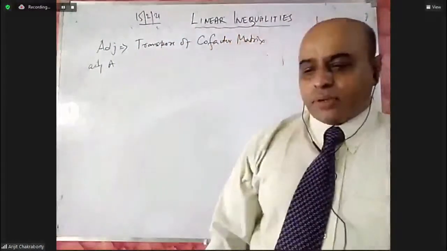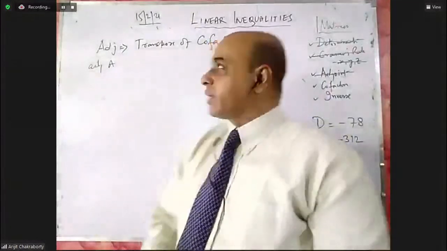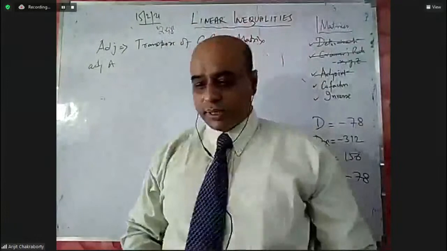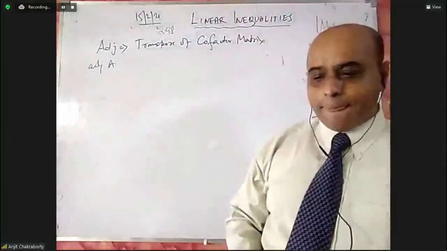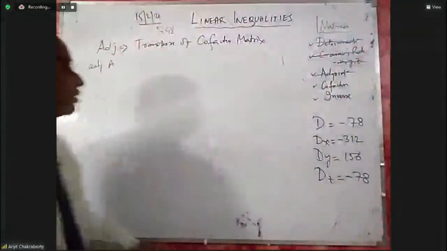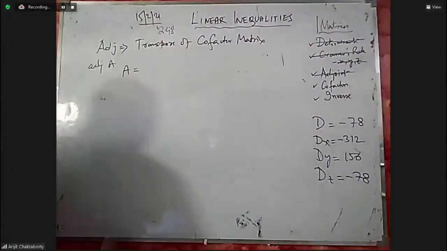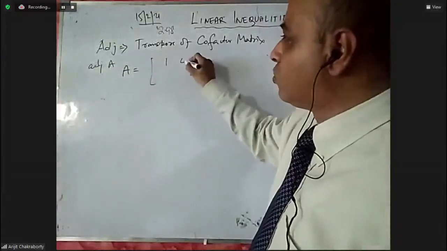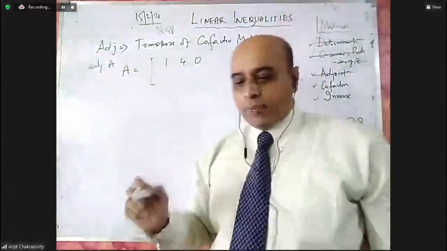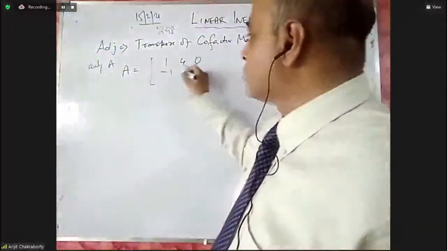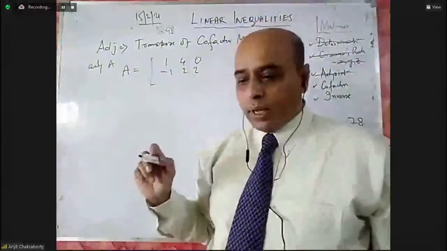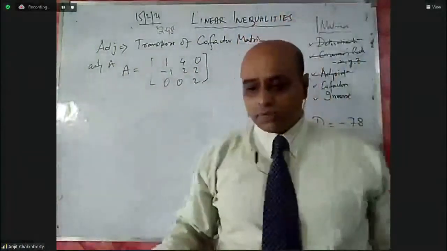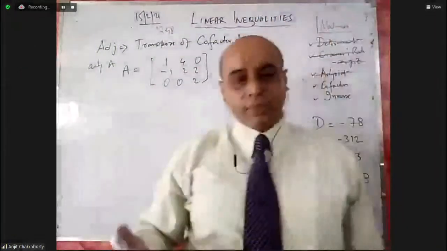Now, adjoint A. Let's take an example and see. This is from the study material, page 2.48. I think you have the problem with you, 2.48. Let me take the example. Now, A is given, A is equal to 1 4 0, minus 1 2 2, and 0 0 2. Now we are supposed to find the adjoint of A.